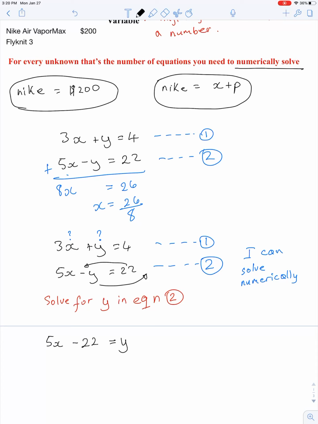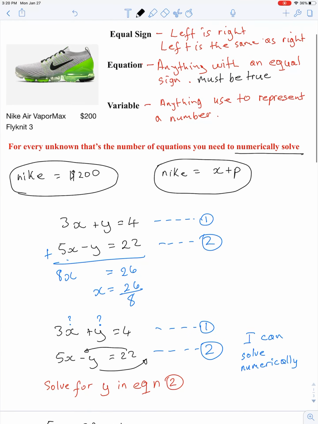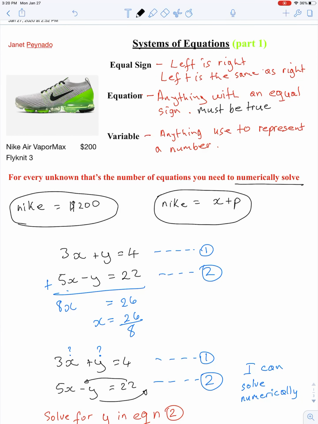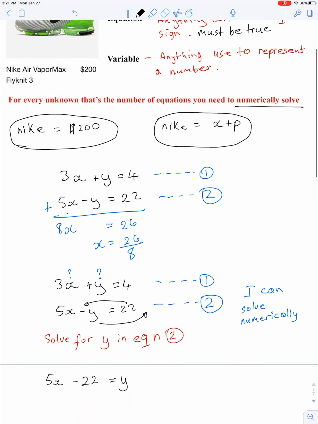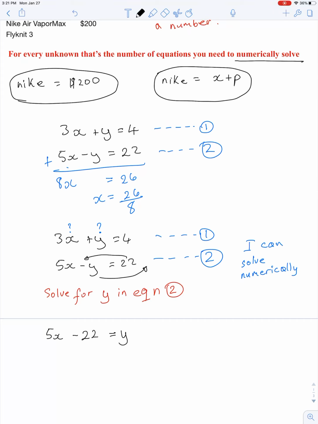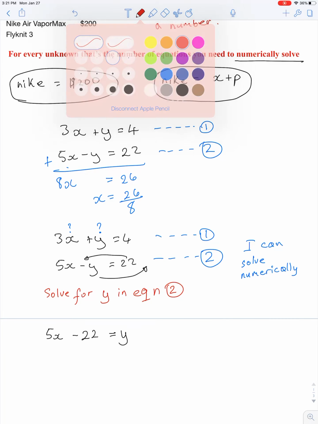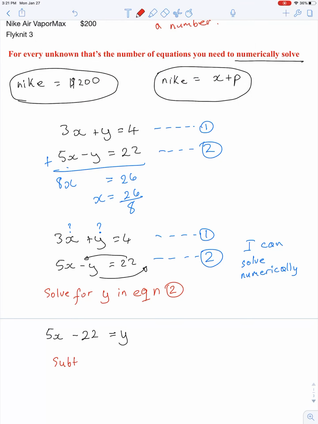And this would give me a solution for y. Notice it's not a numerical solution, but I know what y is. If I go back to what an equal sign represents, it says that left is the right. So whenever I see y, I could rewrite y as 5x minus 22. So I am going to substitute y into equation 1. I don't know why I didn't solve for y in equation 1 first. It might have made my life a little bit easier, but oh well. Same difference.